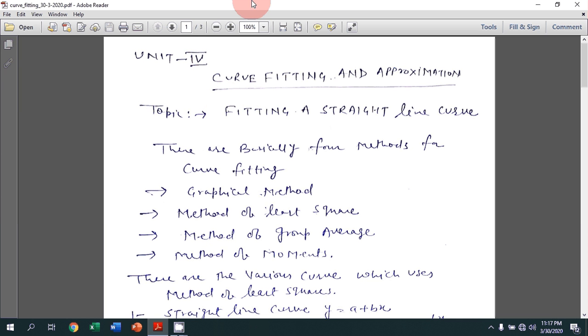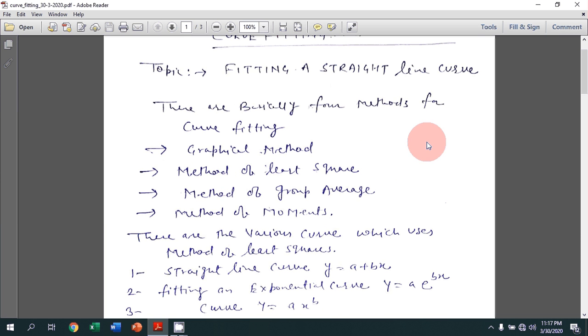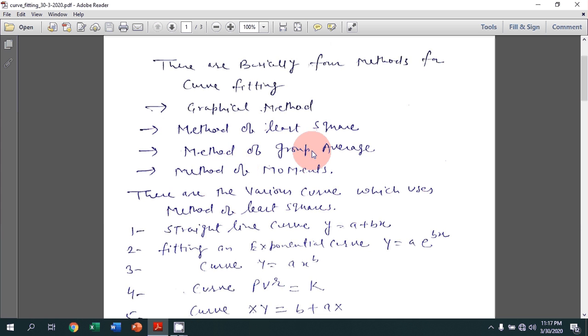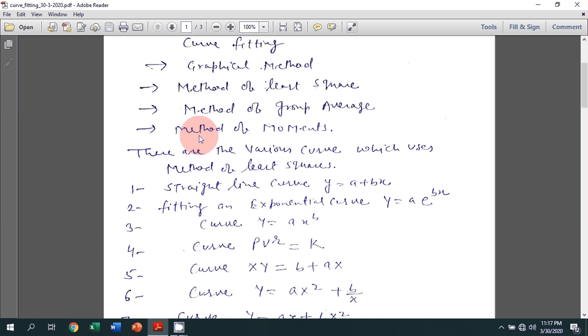Dear students, today we are discussing CBNST Unit 4, Curve Fitting and Approximation, and today's topic is fitting a straight line curve. There are basically four methods for curve fitting. First is the graphical method, next is the method of least squares, next is the method of group average, and the last method is the method of moments.